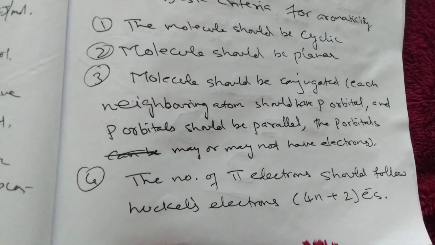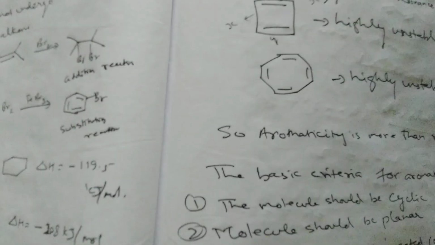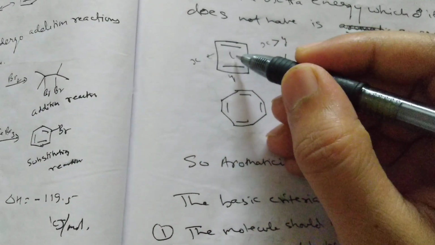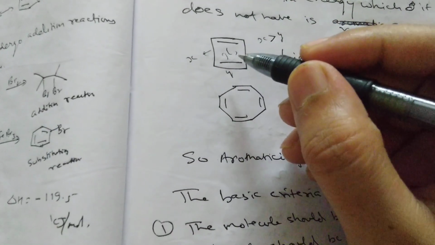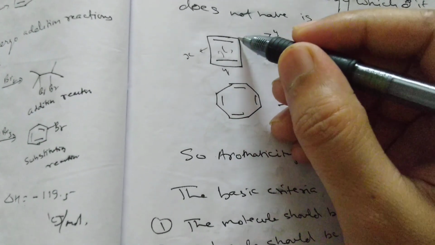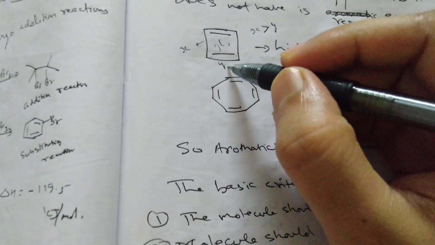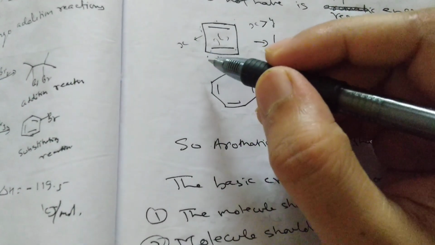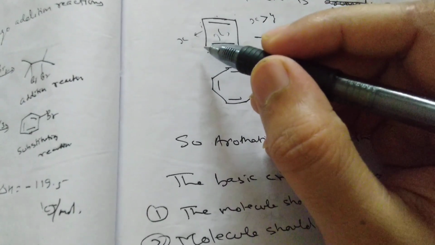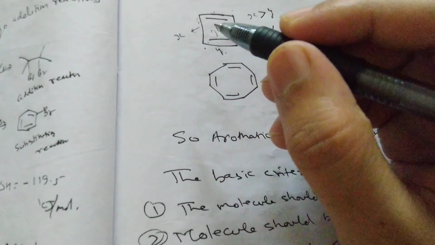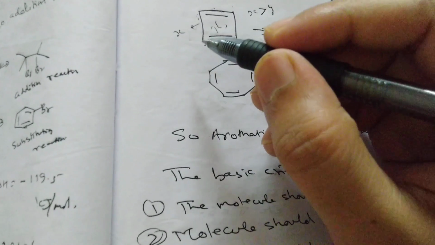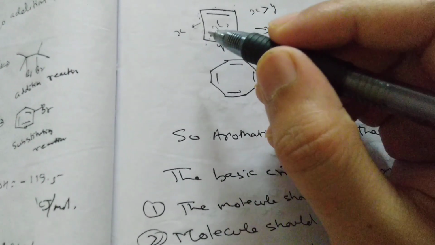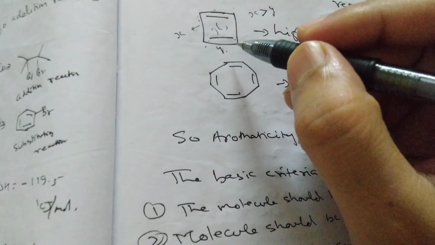Third is that the molecule should be conjugated. Conjugated means what? It is basically like this. This p orbital can move here, this p orbital can move here, like that, okay? Basically it says all the neighboring carbon atoms should have a p orbital, okay? And in the p orbital, it may have an electron, it may not have an electron. It may have one electron, it may have two electrons. But no atom should be free.